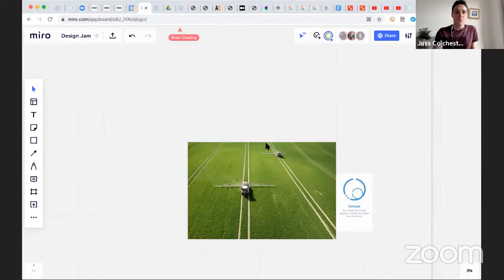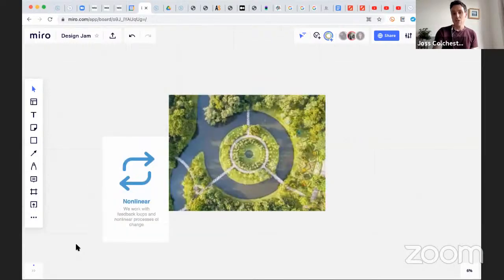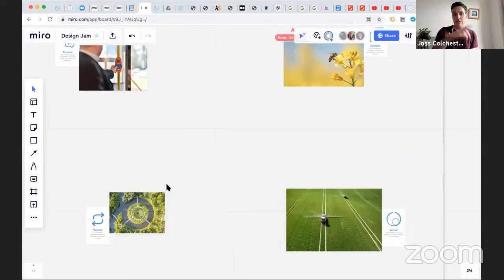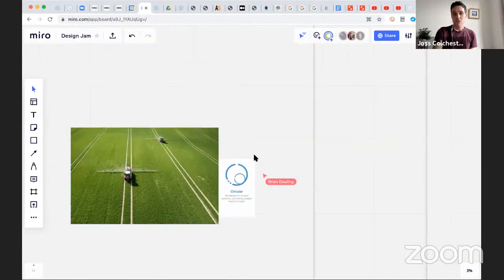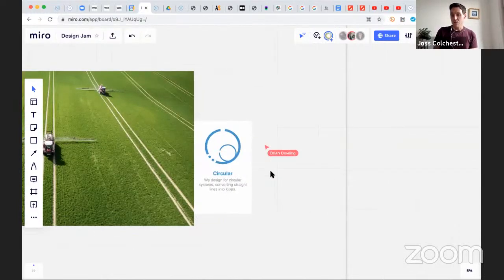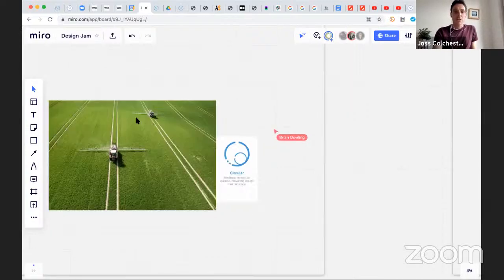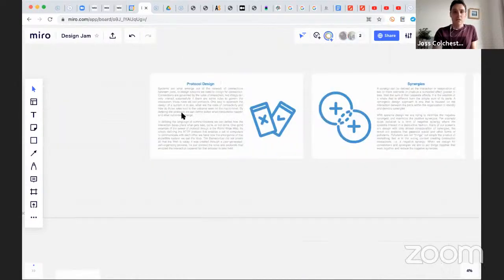We're also going to talk about non-linearity. We work with feedback loops and non-linear processes of change. So how we can get cyclical relationships, one thing affects another, and then that feeds back through those relations, and also circular design for circular systems, converting straight lines into loops. So let's start on this first one around protocols. I'll say a few words about that before we get started.